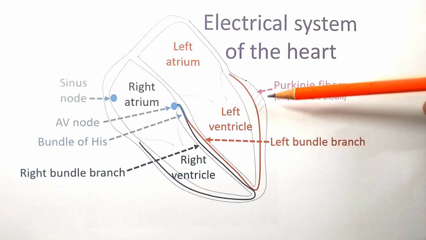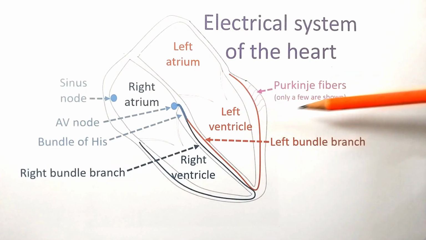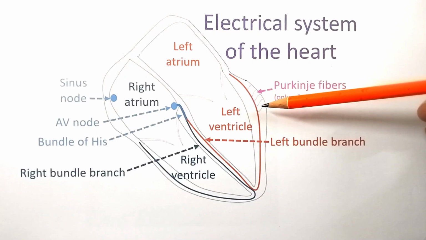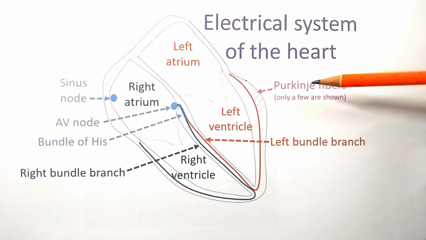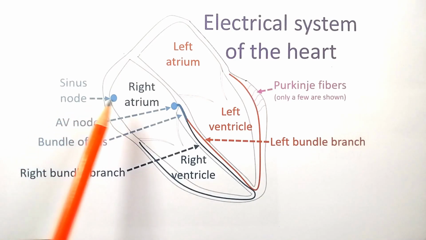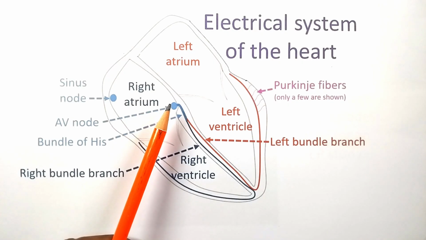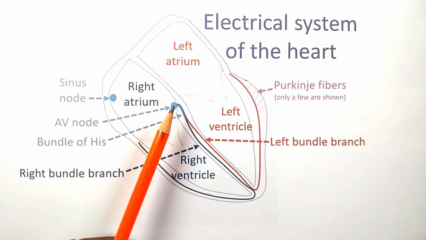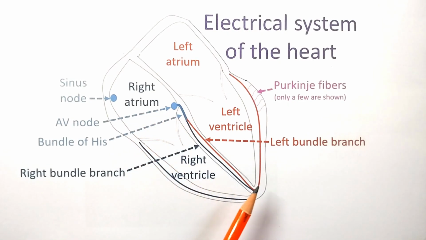And finally, tiny branches reach the heart muscle. Only a few of them have been shown for simplicity. They are known as Purkinje fibers, and they reach each and every heart muscle cell. So once the signal comes from here, it reaches here, and after a short delay, it is known as AV delay, it goes down and then reaches all of the ventricle.